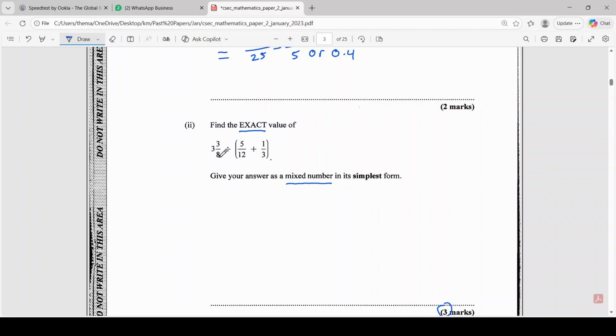Right, so first up, you would convert this mixed number into an improper fraction. 8 times 3 is 24. 24 plus 3 is 27. So this becomes 27 over 8.